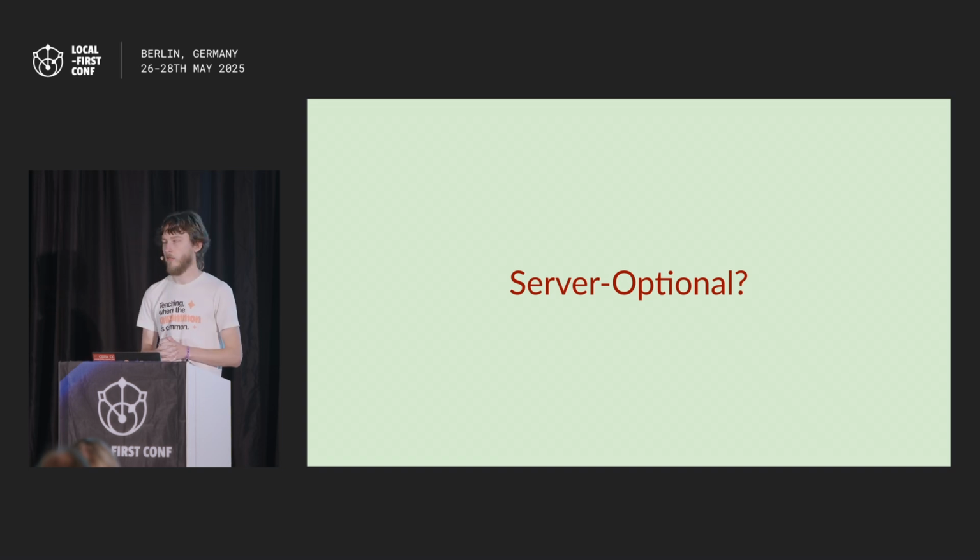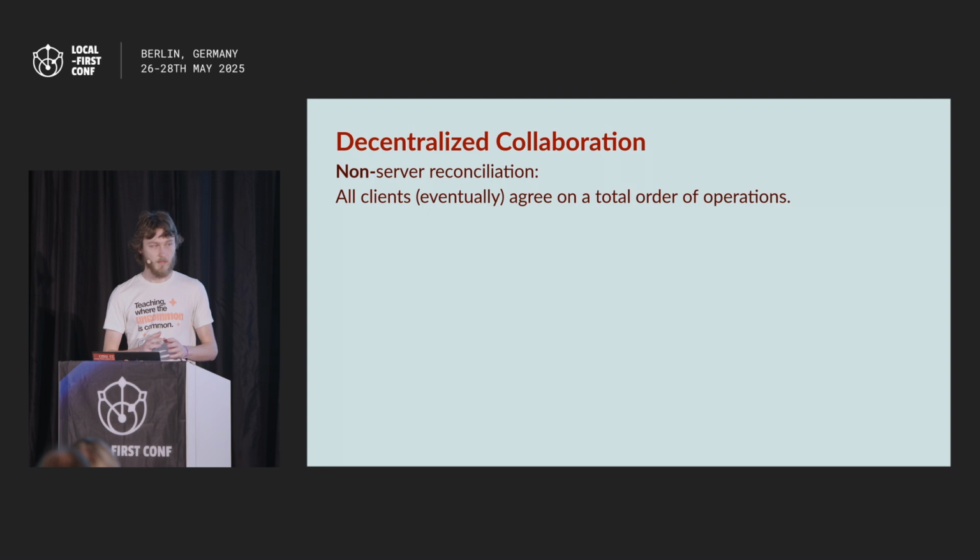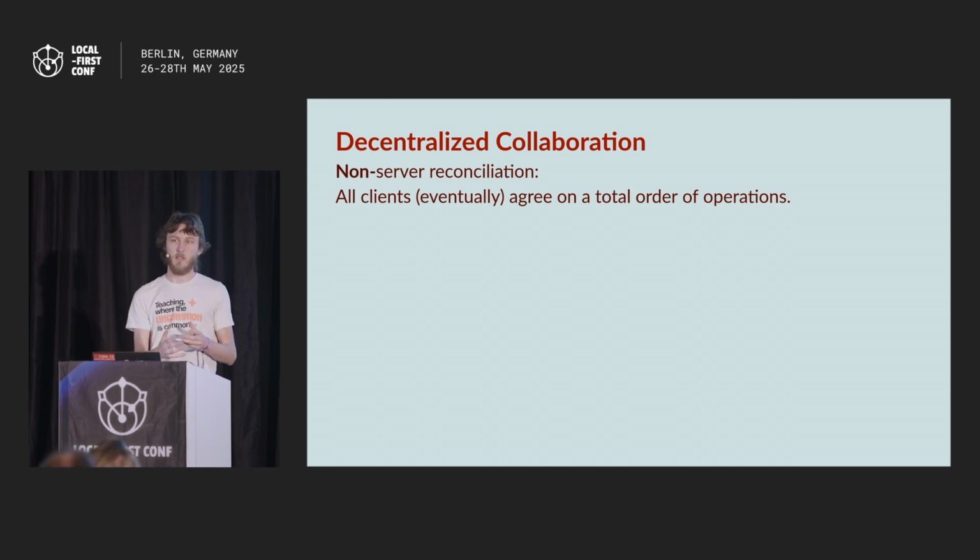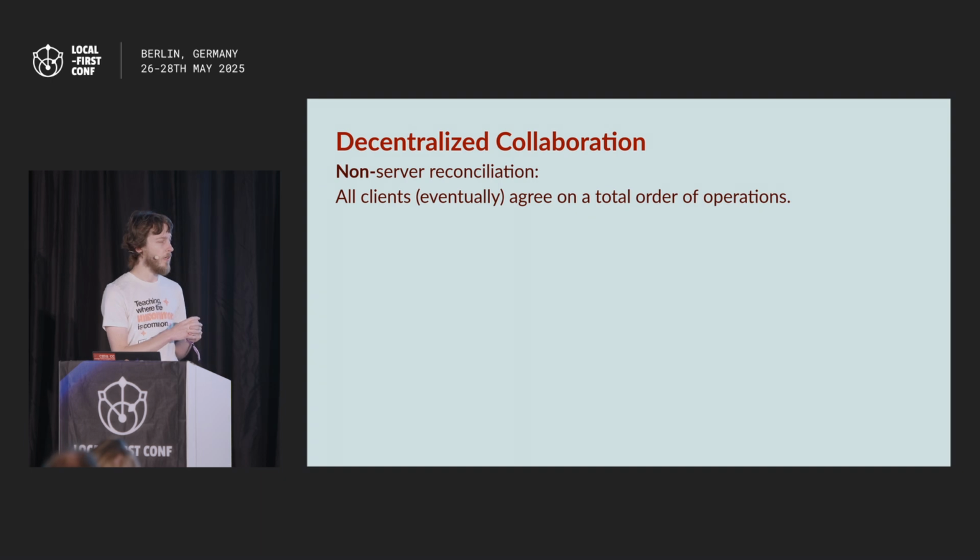Okay, so this is Local First Conference. I've been talking a lot about an essential server. Depending on who you ask, that's maybe not okay. So let's see, how can we make the server optional? There's a variant of this server reconciliation rebasing strategy where, instead of using a server to put the operations in order, we just let the clients do it themselves.